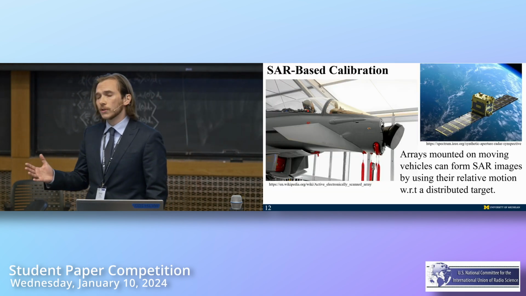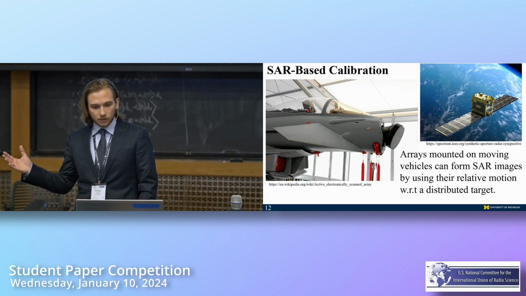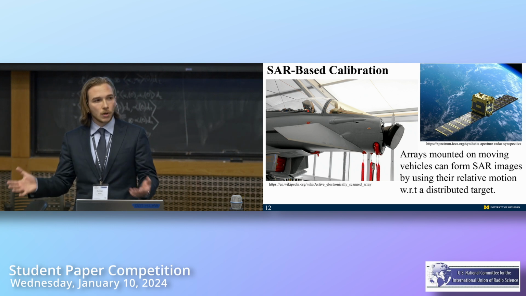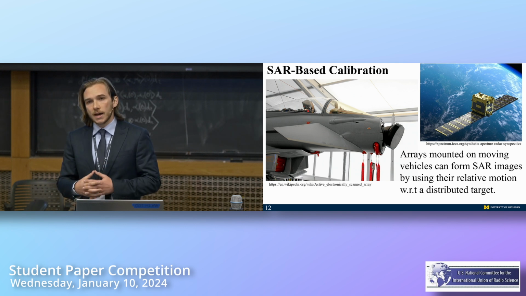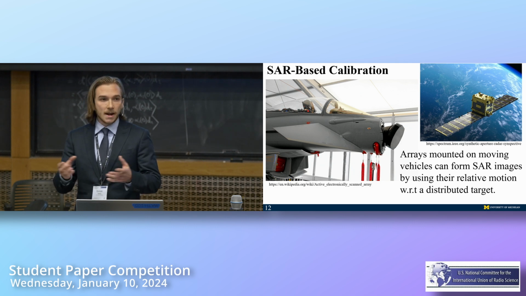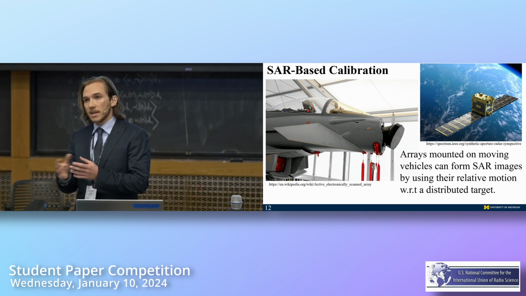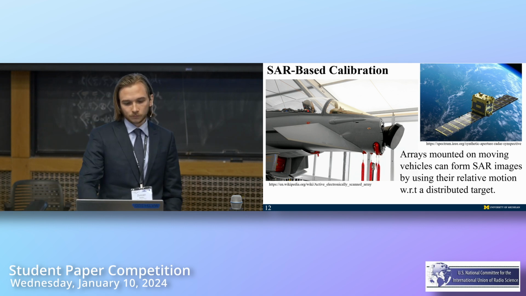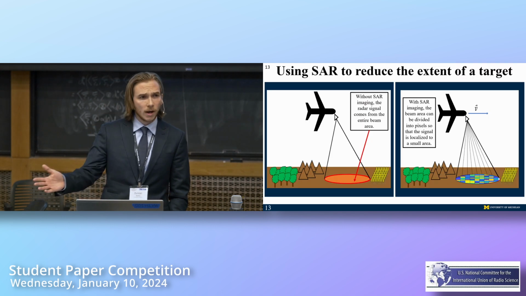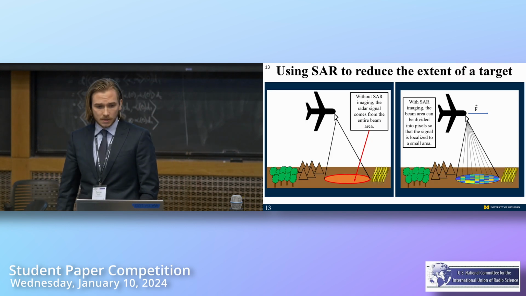So what we're proposing to do is to use the ground below your craft as your calibration target, and then to use SAR imaging to reduce that scene into an image of many pixels, and then use the individual pixels as calibration targets. So let me talk a little bit about why we need to use SAR in this case.